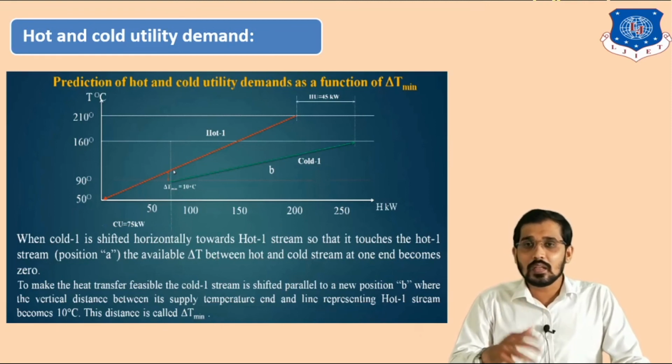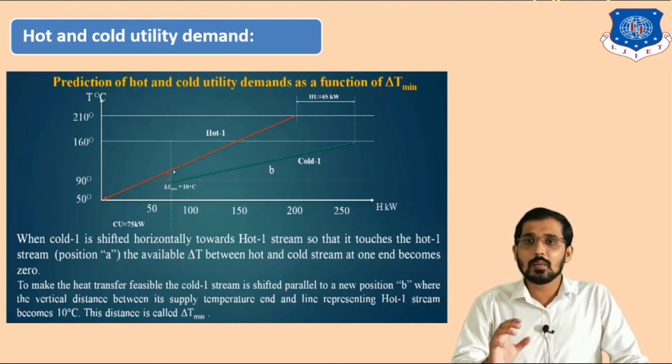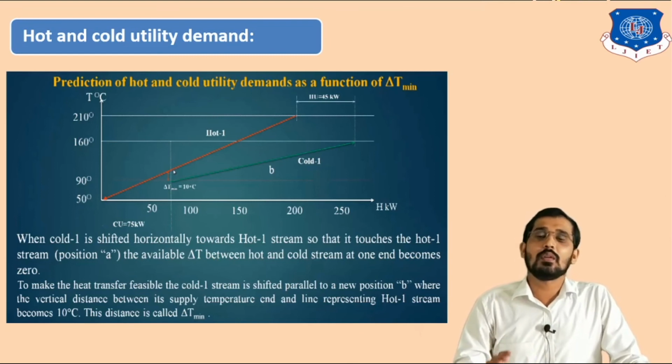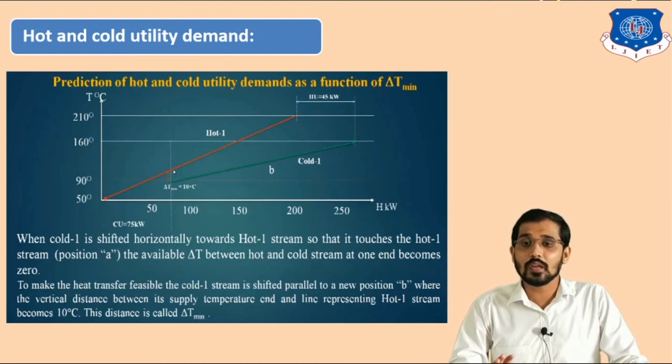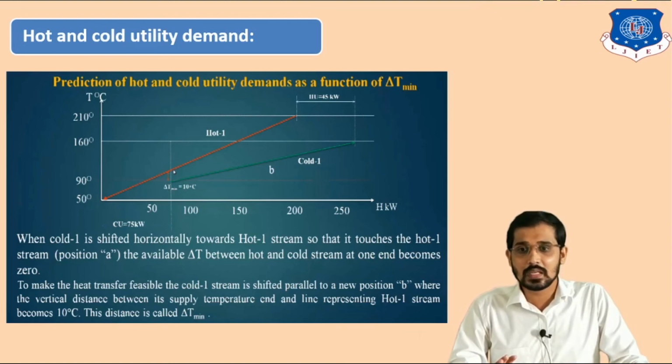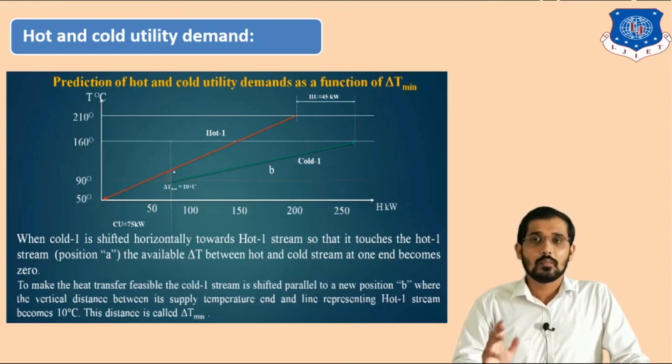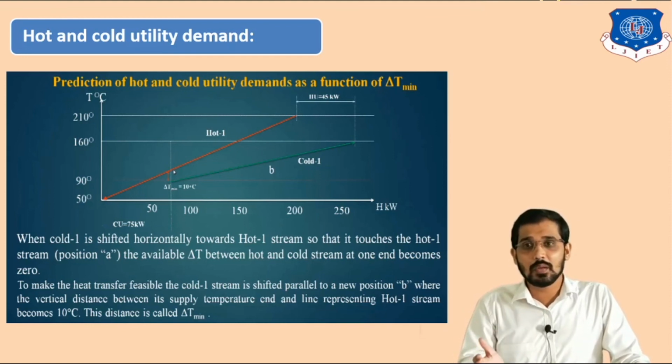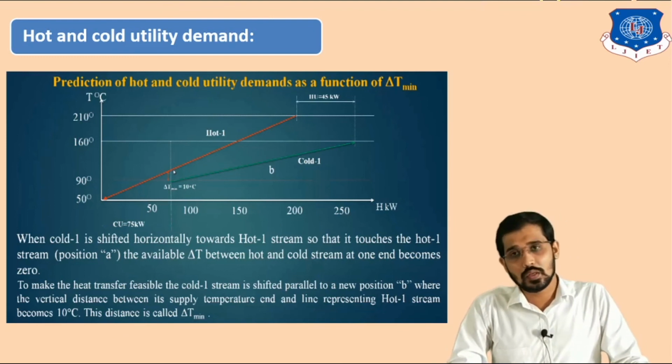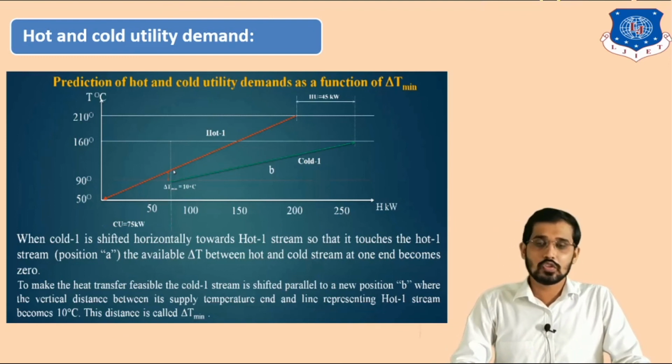If you want to increase the heat transfer rate, delta T minimum should be higher. If delta T minimum is equal to 0, heat transfer is 0. And if we are moving away from the hot stream, at that time the heat utility value increases and the cold utility value also increases. So if you are increasing the delta T minimum, these values also increase. This is nothing but the conclusion of this diagram.